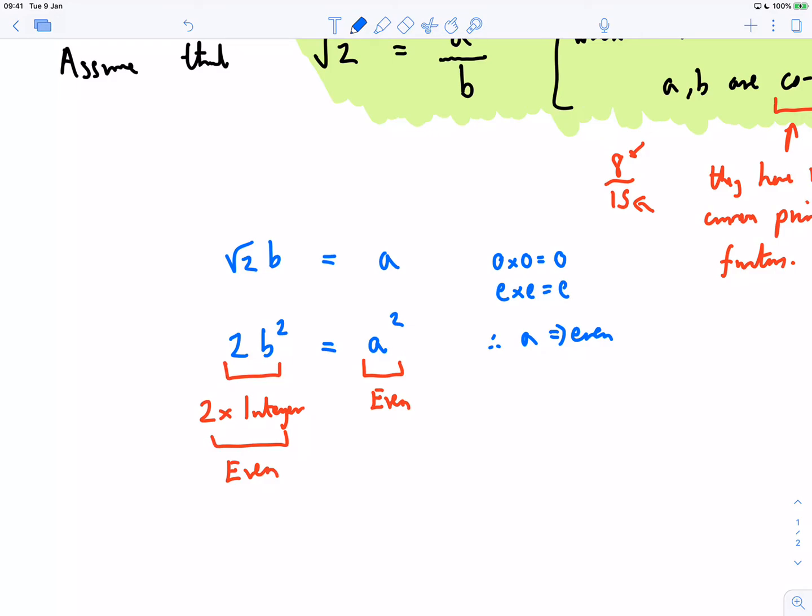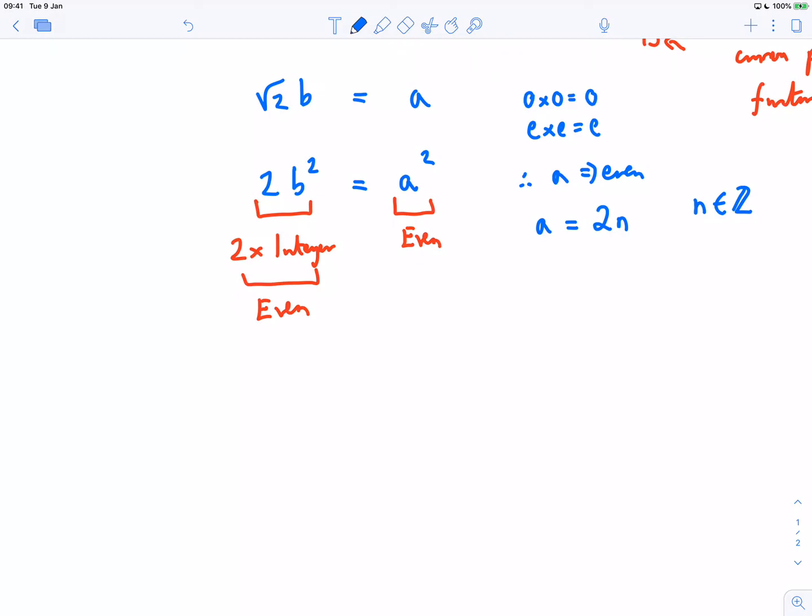And now the trick here is you can write a as something else, let's say n, where n belongs to the set of integers. So for any integer n, if I times it by 2, that's an even number, so a can be expressed as 2n.